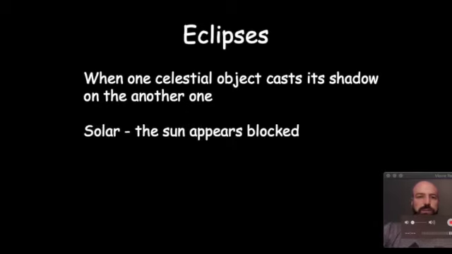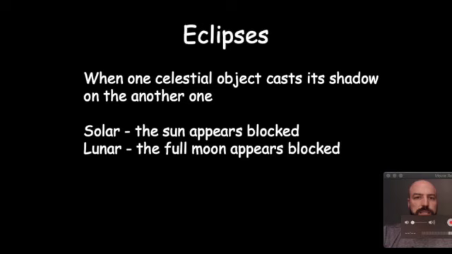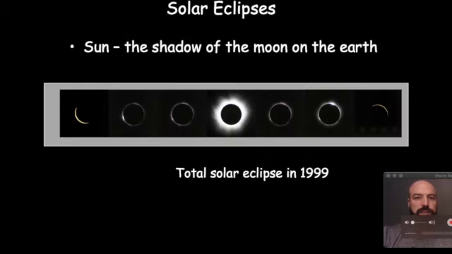There are two eclipses that we worry about: the solar eclipse, and this is when the sun appears to be blocked if you're standing on Earth. Looks like the sun is getting dark. And a lunar eclipse is when there's a full moon that appears to be blocked. That's when the Earth is casting its shadow on the moon.